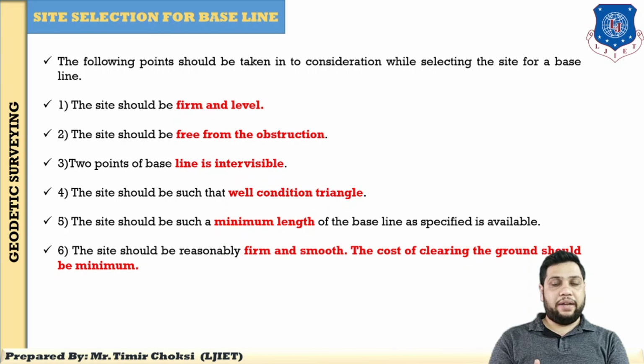First, firm and level: there should be little cutting or filling on the site. The cost of clearing the ground should be minimum. The two points of the baseline should be intervisible. The site should be free from obstruction, and you should select a comparable length, the minimum length, not a larger length. So these are the site selection criteria for the baseline.